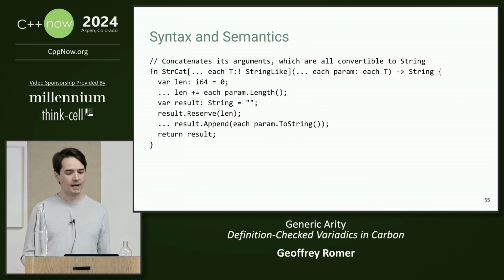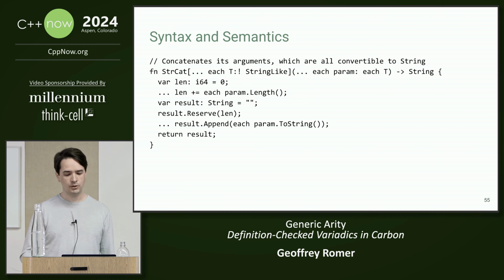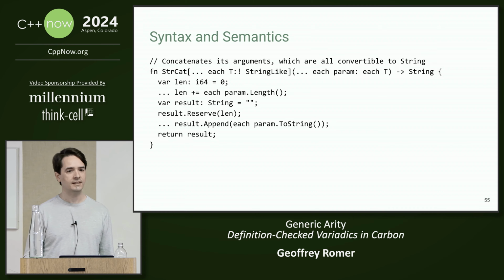So overall, the function body uses a pack expansion statement to compute the length of the concatenated outputs, reserve space for it, and then uses another expansion statement to append each input to it.